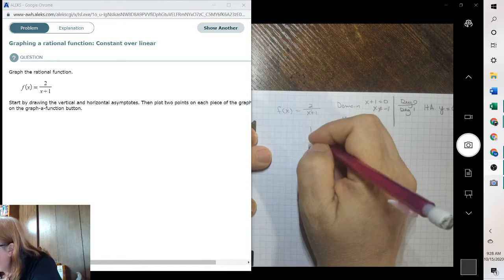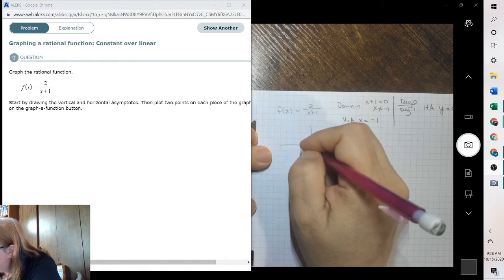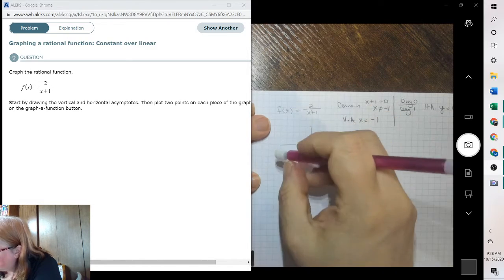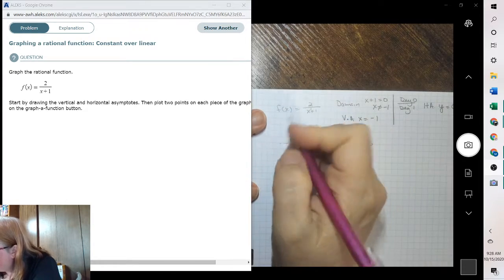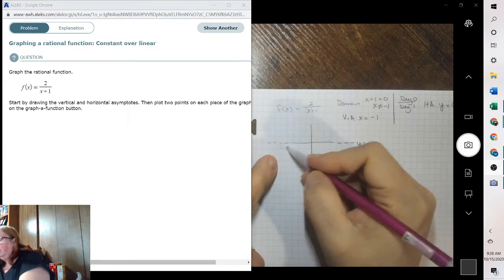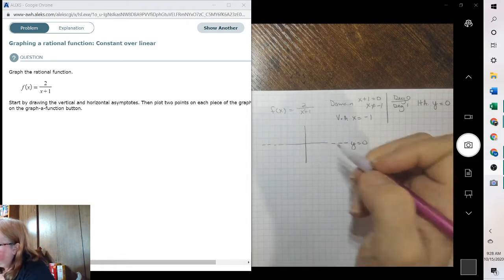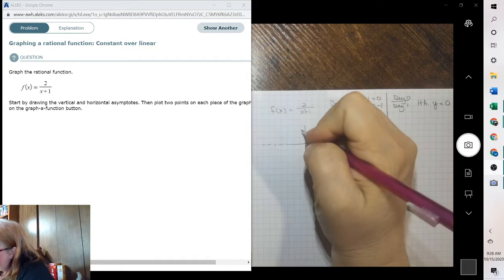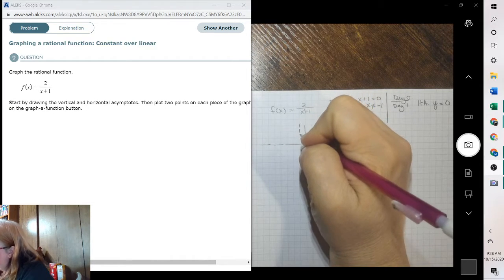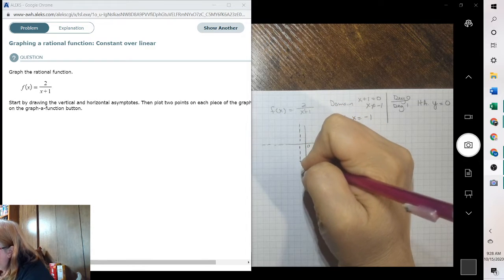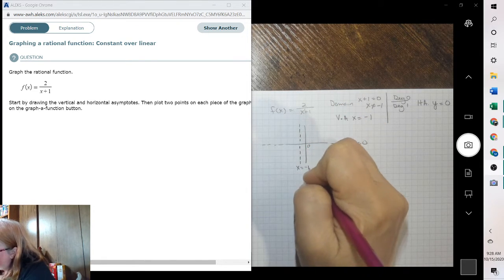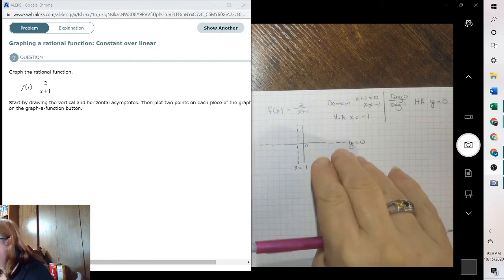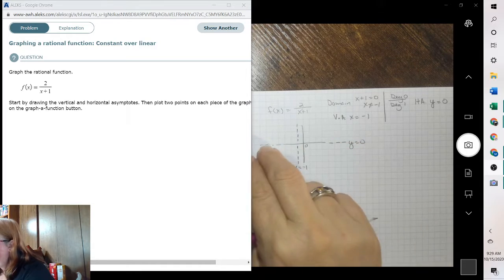So that means for our graph, our horizontal asymptote is on the axis. Our vertical was at -1. So that's the first thing you want to do. And then you want to make sure that you graph 2 points on each side.